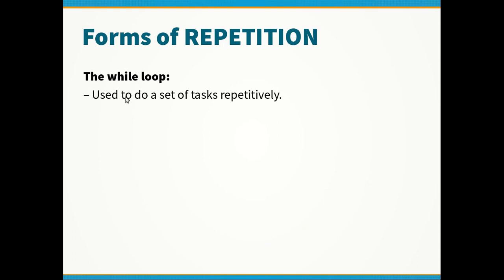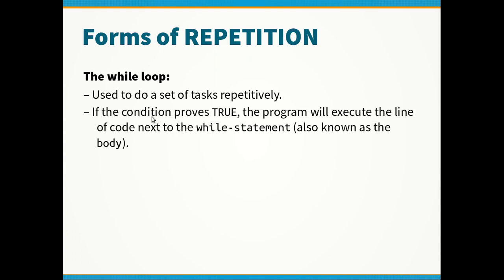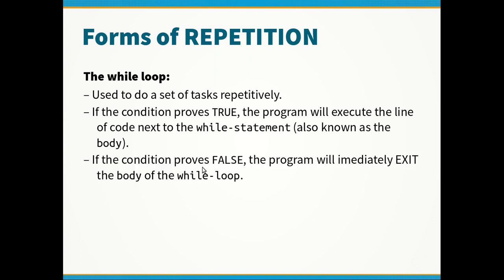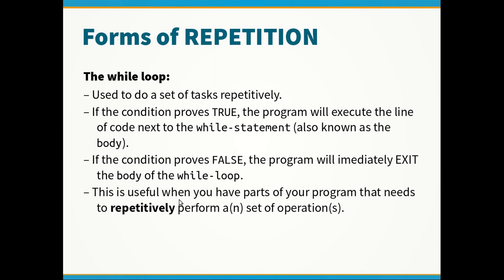So the while loop, again, this is what we introduced in the previous piece of code. It's used to perform a set of tasks repetitively. So if the condition proves true in the while statement, or the while loop, the program will execute the line of code next to the while statement, or rather the condition, also known as its body. If the condition proves false, however, the program will immediately exit the body of the while loop, not performing any of its contents. And this is useful when you have parts of your program that need to repetitively perform an operation or a set of operations.